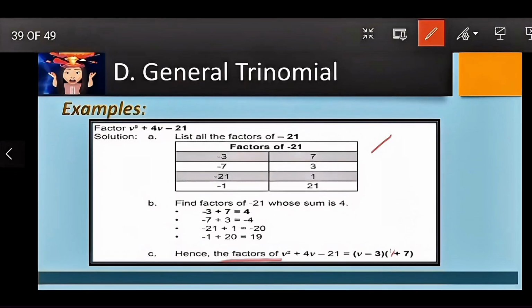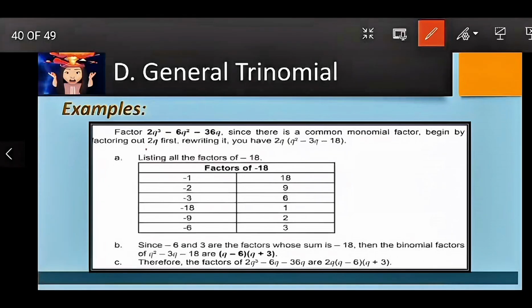Another example, factor 2q cubed minus 6q squared minus 36q. Since there is a common monomial factor, which is 2q, let's divide it into the given polynomial. So 2q cubed divided by 2q will give q squared. And negative 6q squared divided by 2q, we have negative 3q. And negative 36q divided by 2q, we will have negative 18.